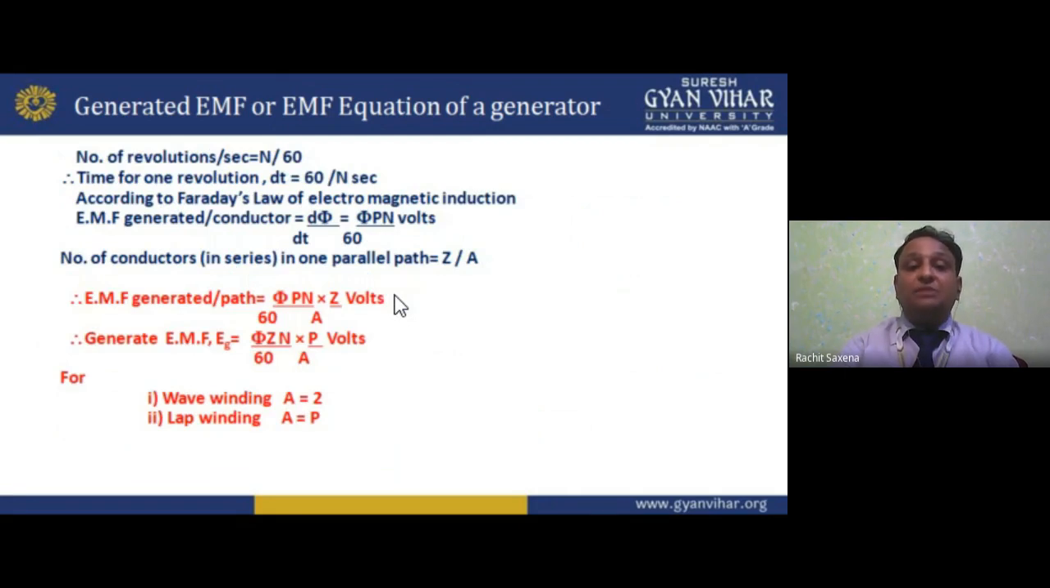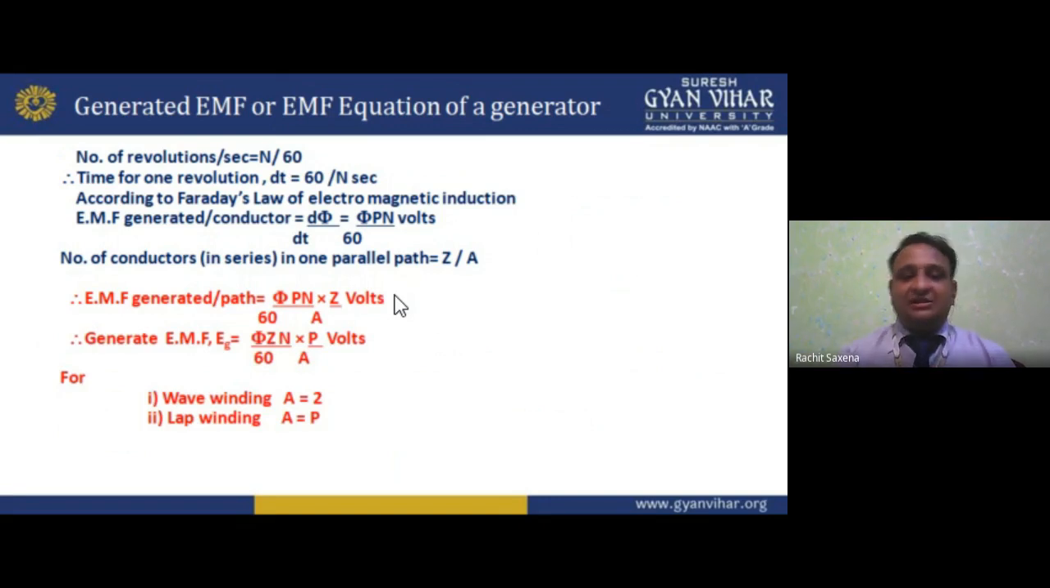Now the number of revolutions per second is N by 60, converting minutes to seconds with 60. Taking the reverse, the time for one revolution is 60 by N. So dt will become 60 by N, my dear students. So according to Faraday's law of electromagnetic induction, d phi by dt is equal to phi P N by 60. Now, the number of conductors in series in one parallel path.